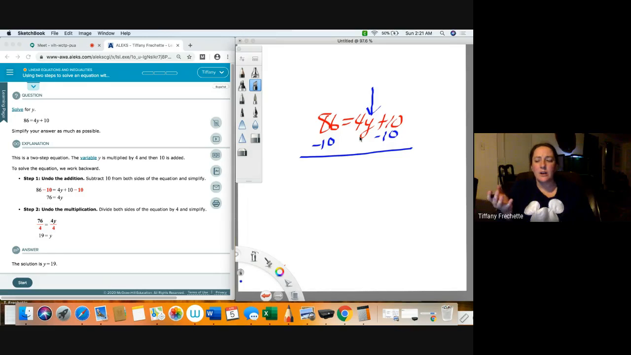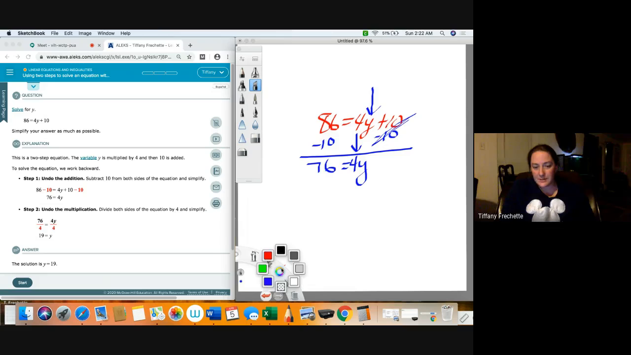And remember, equations are like a balance. So if I subtract 10 from one side, I have to subtract it from the other side. So if I subtract 10 here, I get 76 equals, the equals and the 4y just come straight down. Nothing has happened to those yet. But positive 10 minus 10 crosses off, which is what we wanted to happen to those. We wanted them to go away.